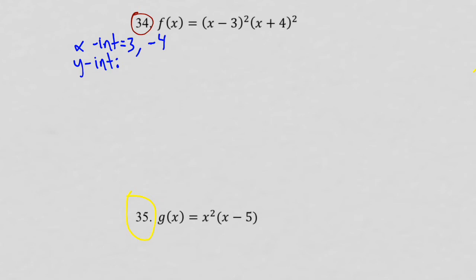So basically, 0 here, 0 here. See what you get. Let's use mental math. I think we can do this. 0 minus 3 is negative 3. Square it, it's 9. In this one, 0 plus 4 is 4. Square it is 16. So it's 9 times 16, which is 144. So the y-intercept is 144.